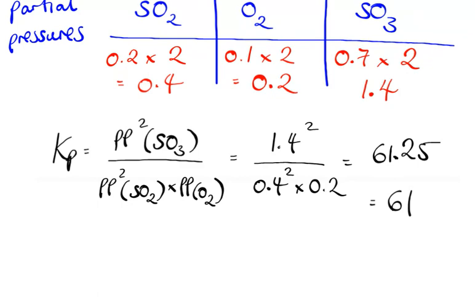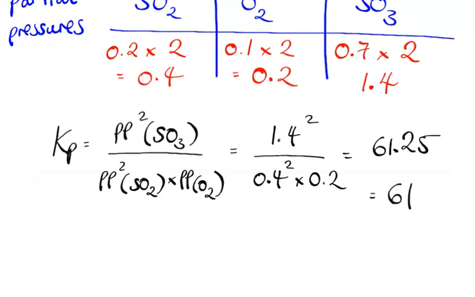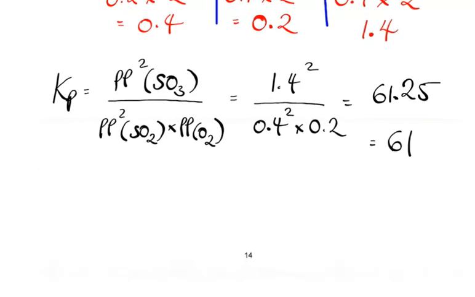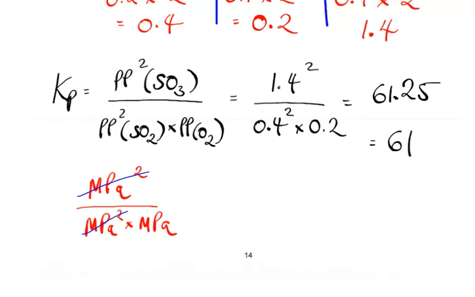And then finally the units, and we're in megapascals, so with megapascals squared over megapascals squared multiplied by megapascals, or megapascals to the 3, which leaves us with 1 over megapascals, so megapascals to the -1.